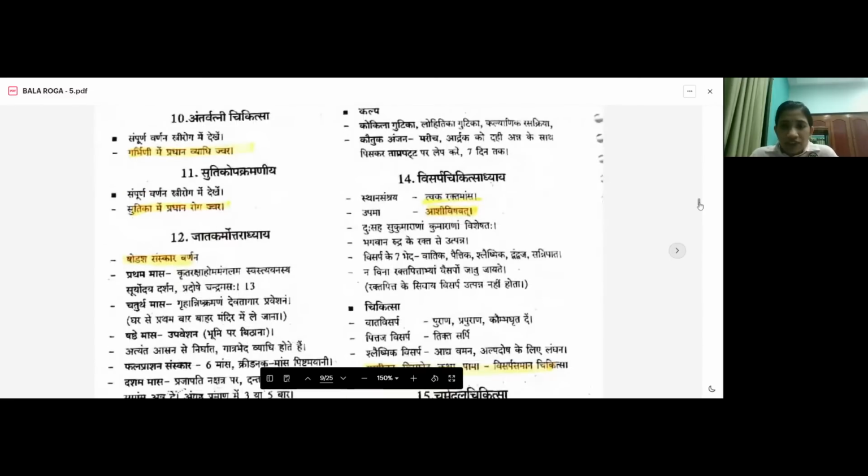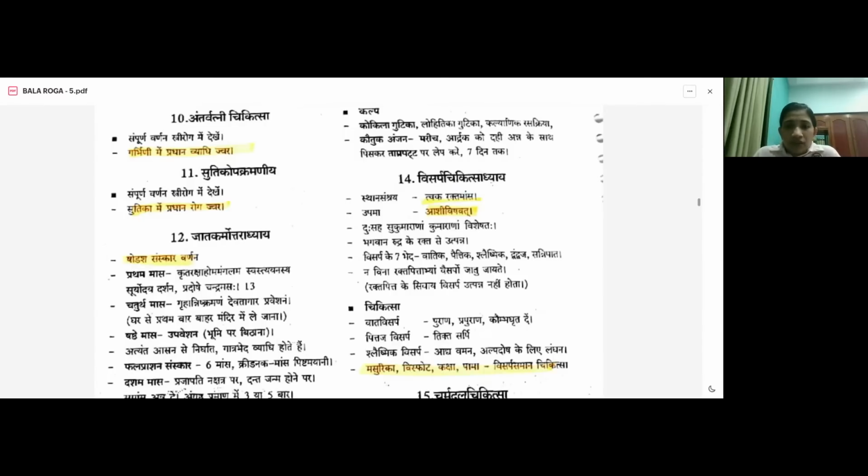And next is Visarpa Chikitsa Adhyayam. Here the Sthana Samshraya is mainly occurring in Tvak, Rakta, Mamsa. In case of Visarpa, the dosha Sthana Samshraya is happening in Tvak, Rakta, then Mamsa. Okay. So it is like Ashi Vishatvat. It is like the spreading of Visha. Like that, the Visarpa is spreading throughout the body.